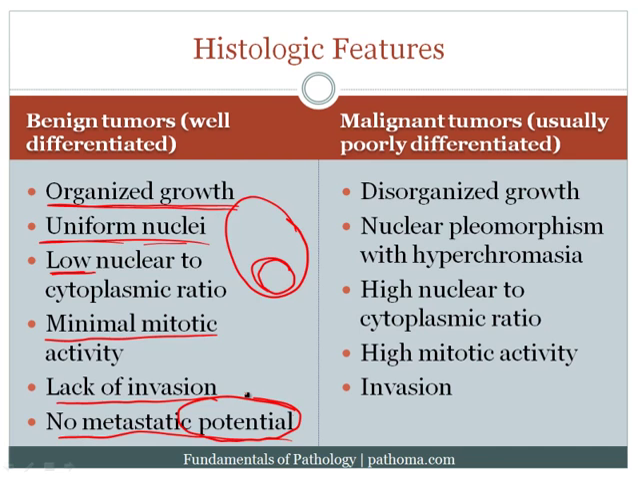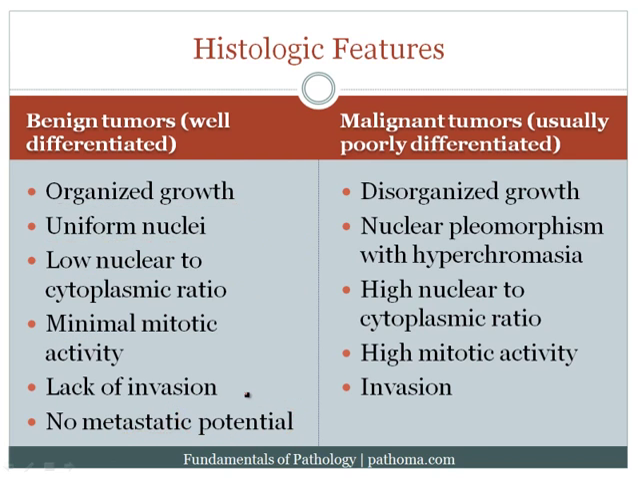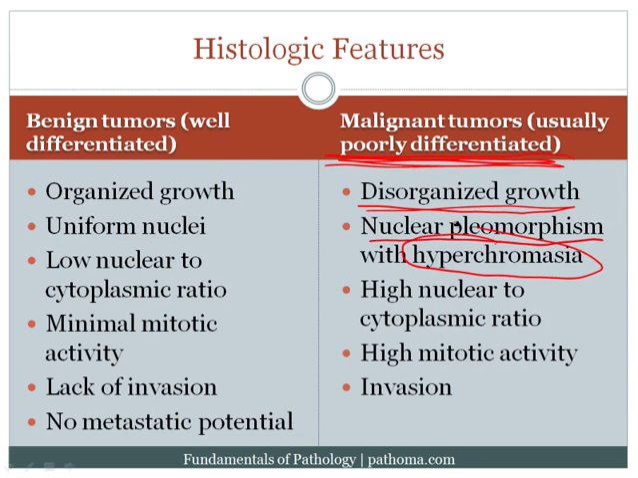The histologic features of malignant tumors are as follows. It's usually poorly differentiated, and I say usually because it doesn't always have to be. It'll have disorganized growth where it doesn't really look like the tissue in which it's growing. There'll be nuclear pleomorphism. Some of the nuclei will be big and some of the nuclei will be small. There'll be hyperchromasia. The nuclei will be very dark blue. There'll be a high nuclear to cytoplasmic ratio. So if this is the cell, most of the cell will be comprised of nucleus.